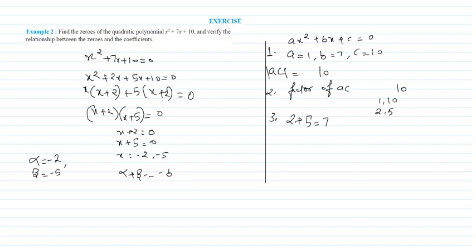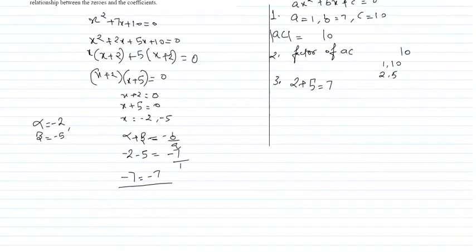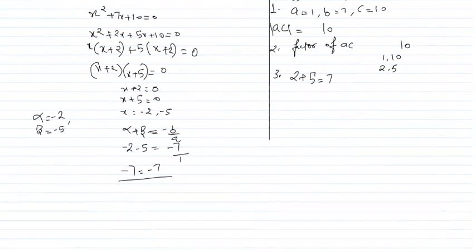That is the relationship that we have already figured out. So alpha is minus 2, beta is again minus 5, minus b. So b is 7 here, so it will be minus 7. A is 1. So you can see both sides of the equation are the same. So we have found the relationship: the sum of the roots is equal to minus b upon a.